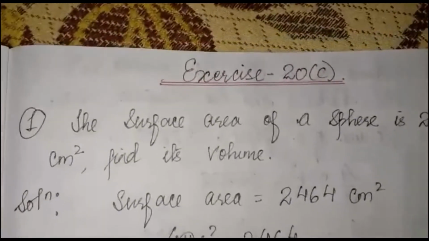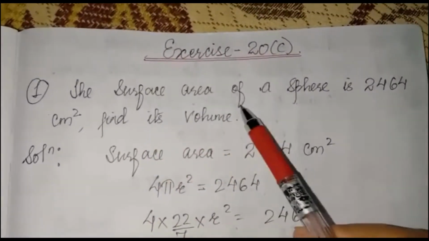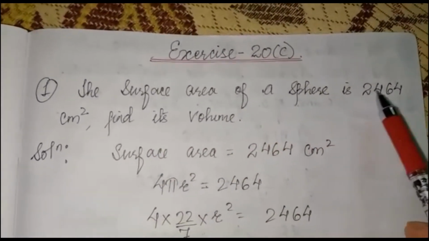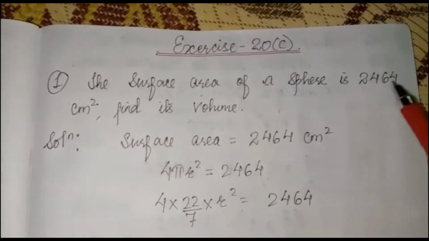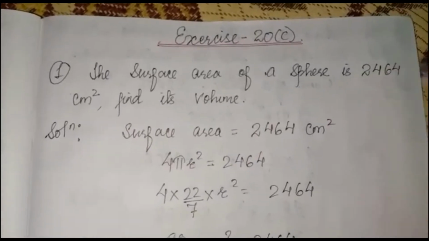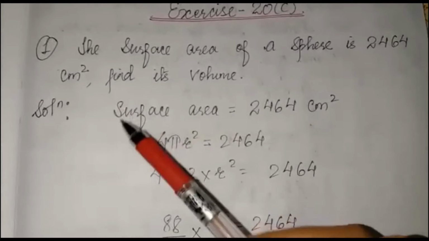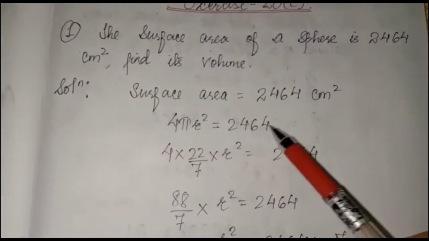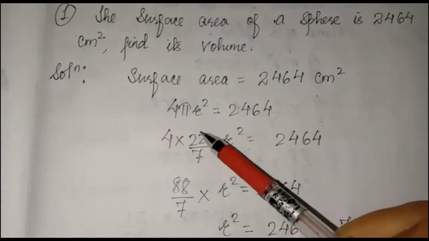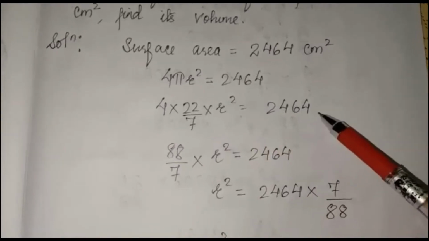Now we will start exercise 20C. Question number 1. The surface area of a sphere is 2464 centimeters square. Find its volume. So here surface area of the sphere is given. You have to find volume. Formula is 4 pi r square is equal to 2464. Value of pi is 22 by 7, into r square is equal to 2464.